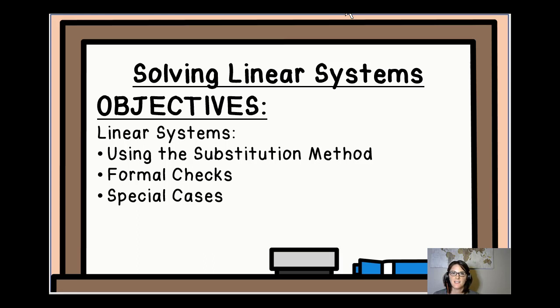Hi everyone. Today we're going to be talking about linear systems. We're going to use the substitution method to solve, and we're going to be looking at formal checks and special cases. Go ahead and grab a piece of paper and a pencil, and let's get started.